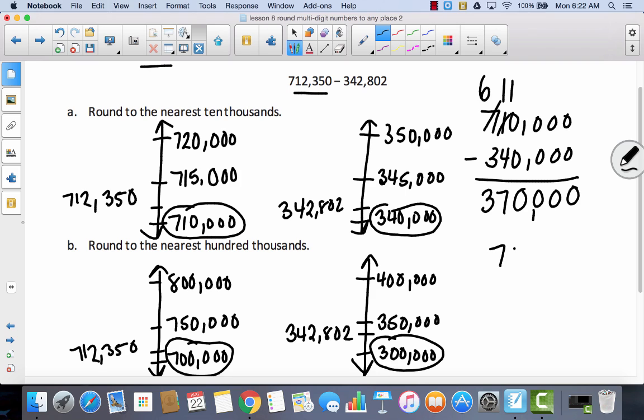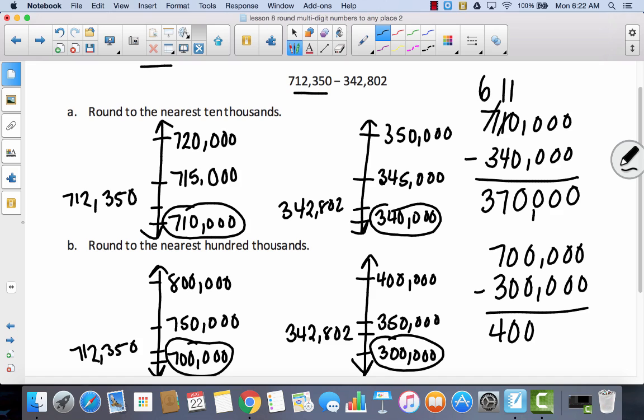So now I'm ready to find the difference. If I had 700,000 minus 300,000, that would give me 400,000. So if I estimate it to the nearest 10,000, I would have 370,000, and if I estimate it to the nearest 100,000, that would give me 400,000.